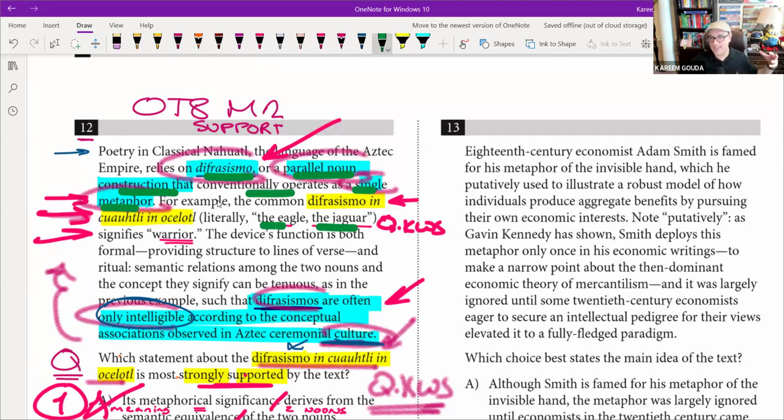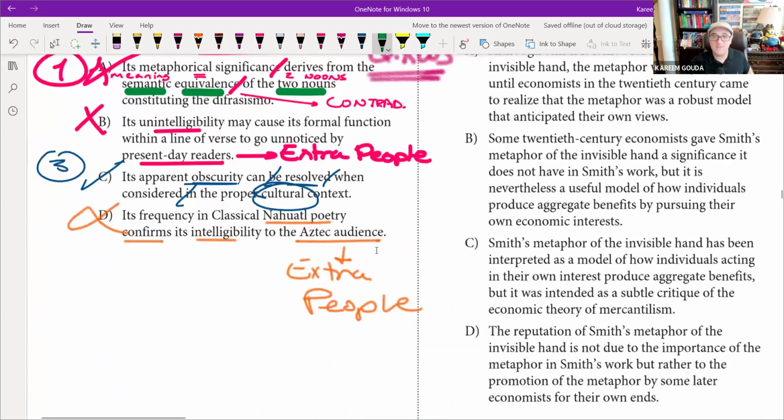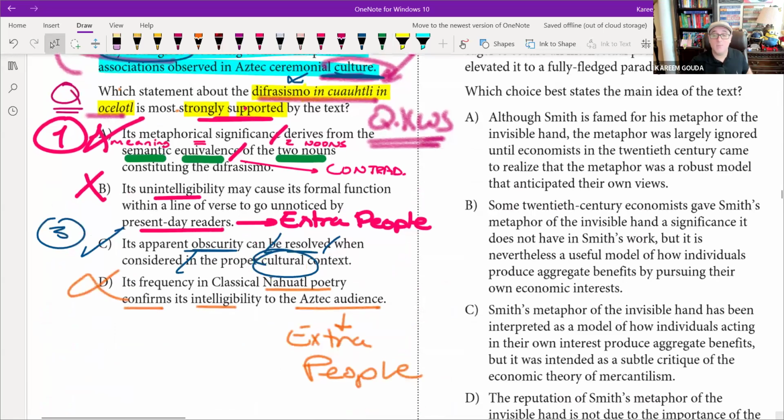No. This is an animal, this is another animal. This is a bird, this is a land animal. They're not the same at all. So A is actually a contradiction, which leaves us with only C, even though we don't understand it 100%, but it is the only other thing that we have, which is cultural.